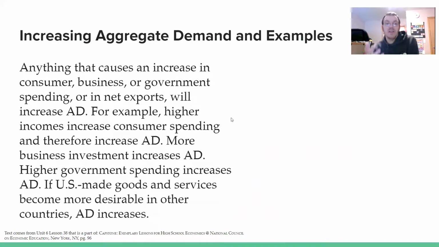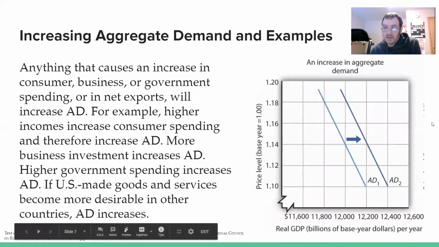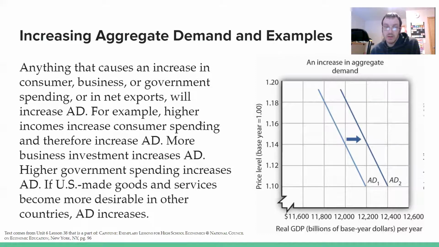So anything that causes an increase in consumer, business, or government spending or net exports will increase AD. For example, higher incomes typically increase consumer spending and therefore will increase aggregate demand. More business investment increases aggregate demand because we're buying more machines for the factories. Higher government spending is going to increase aggregate demand if they're spending it on actual goods. If US made goods and services become more desirable to another country, aggregate demand will increase as well. And so we'll see any of these things can shift aggregate demand out to the right. And at any point along the price level, you'll see that you're going to have higher real GDP occurring.